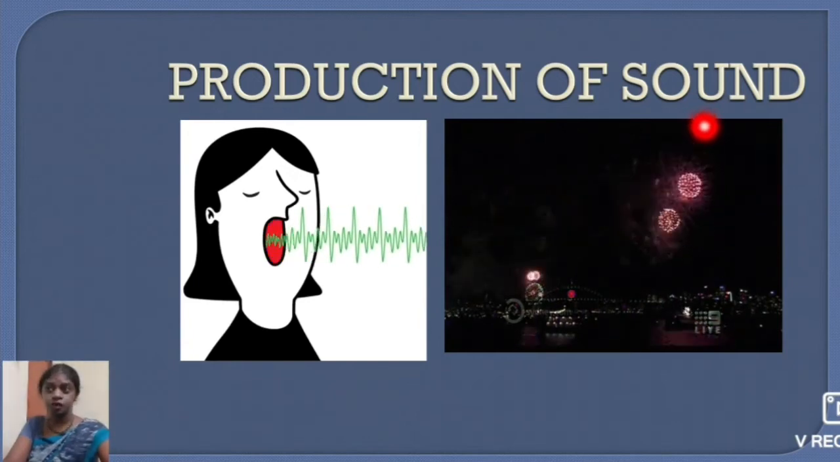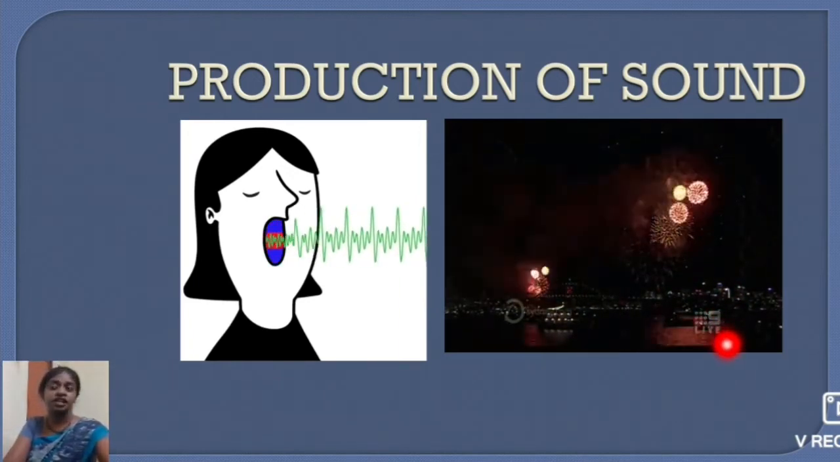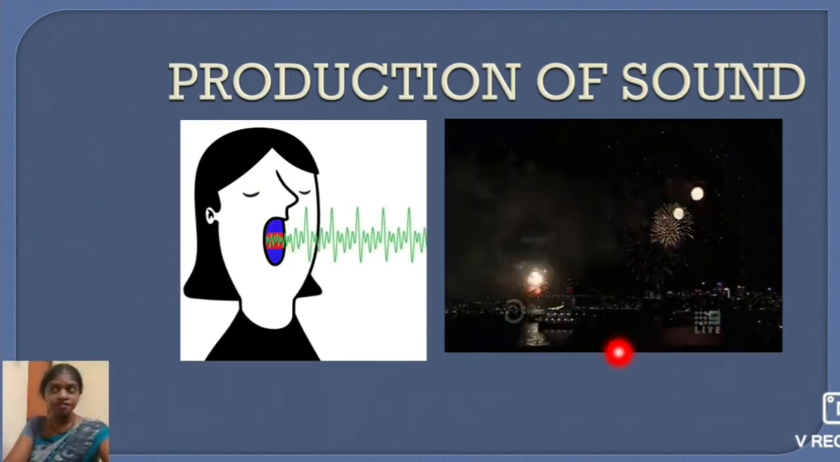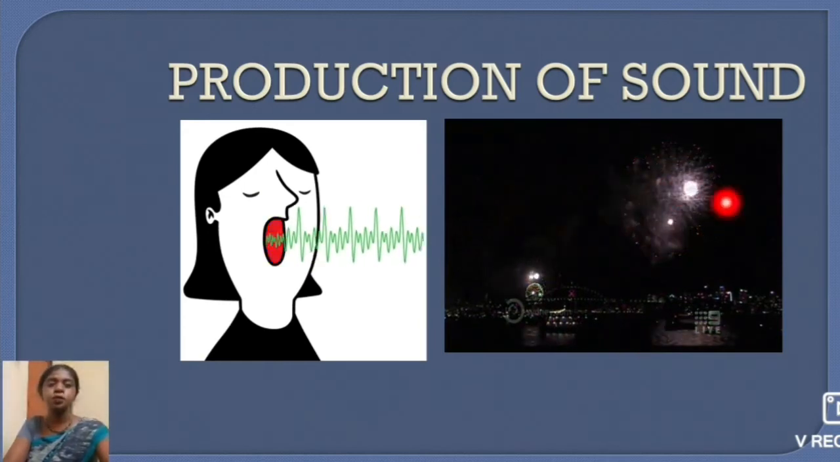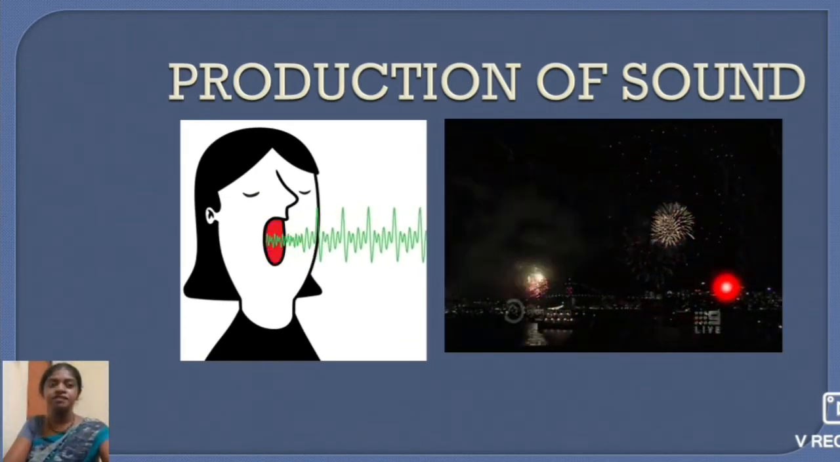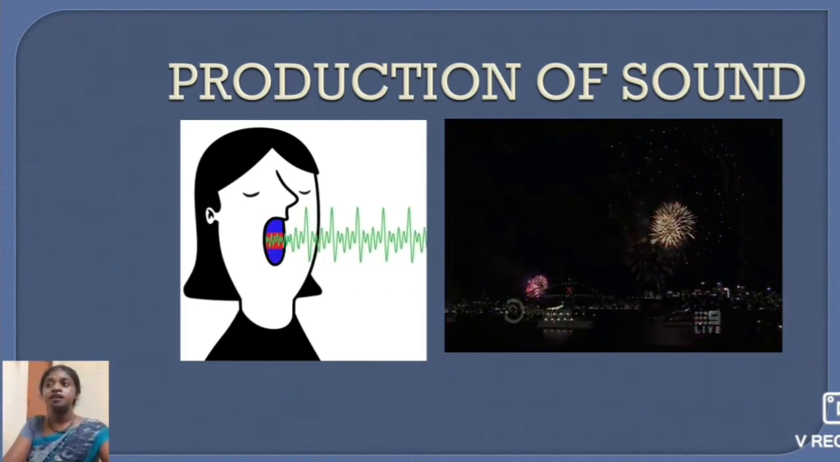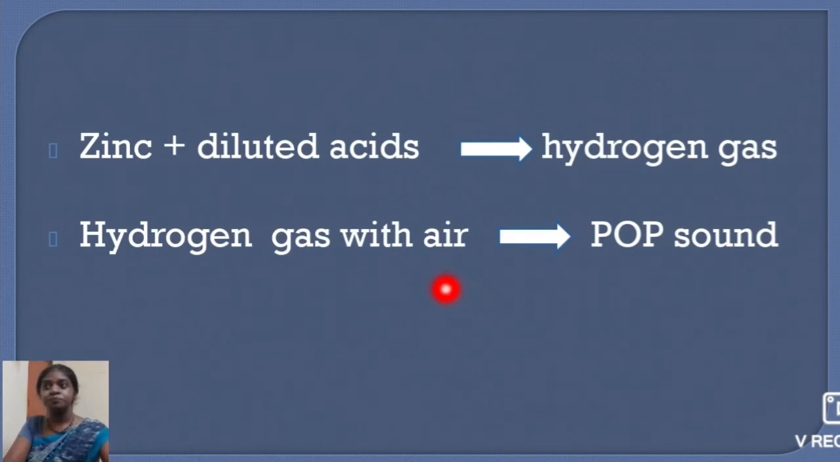It also produces sound. What happens when you fire a cracker during Diwali? The chemical substances kept in the crackers undergo chemical reactions to produce sound. So when you fire the crackers, it gives bright light and it also gives us sound. Another example is when zinc reacts with dilute acid, it gives hydrogen gas. The hydrogen gas reacts with oxygen in the air to produce a pop sound.